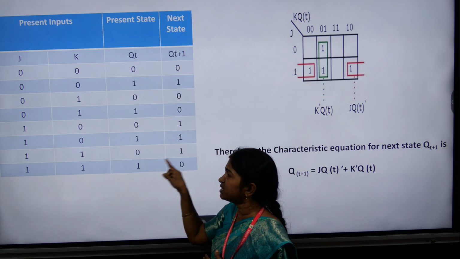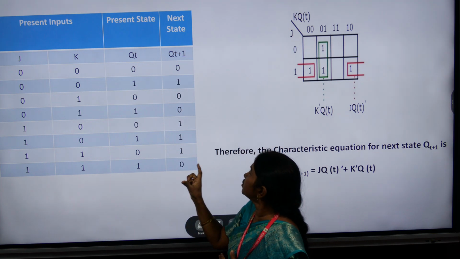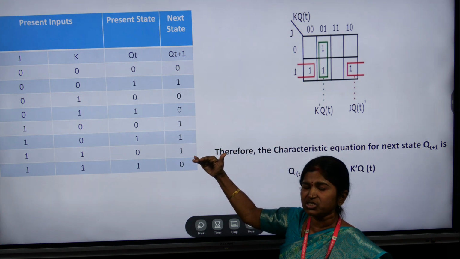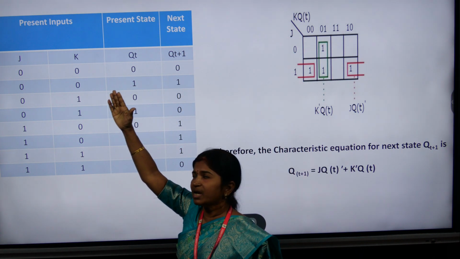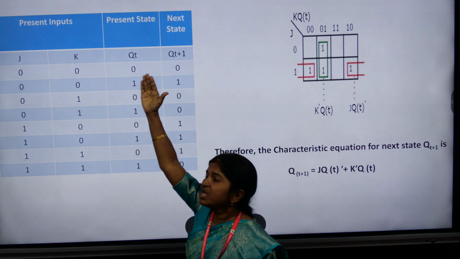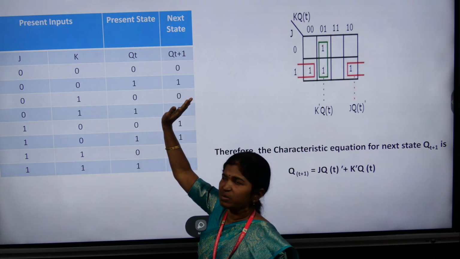That is, here 0, 1 is there, here 1, 0. So this condition we will call the toggle condition. Next, how to write the characteristic equation from the characteristic table. So how many inputs are there again in the characteristic table? There are three inputs, J, K and the present state Q(t). These are the three inputs and only one output, Q of t plus 1, is there.